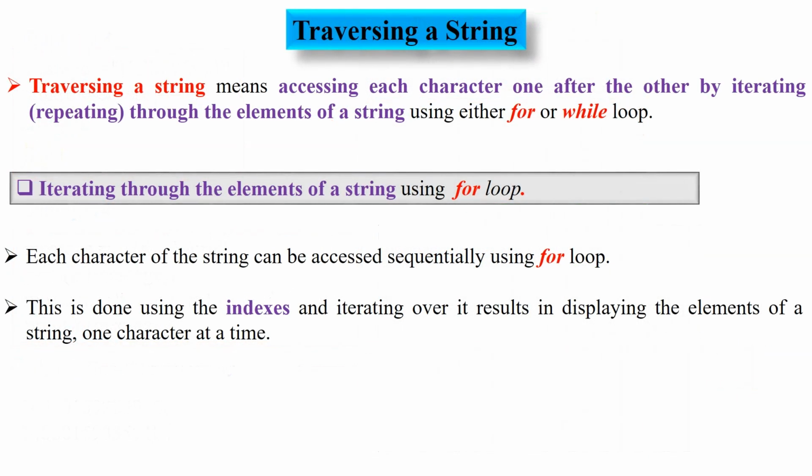Now let's discuss traversing a string. Traversing a string means accessing each character one after the other by iterating, repeating, through the elements of a string using either for or while loop. At first, we will learn about iterating through the elements of a string using for loop. Here, each character of the string can be accessed sequentially using for loop. This is done using the indexes and iterating over it results in displaying the elements of a string, one character at a time.